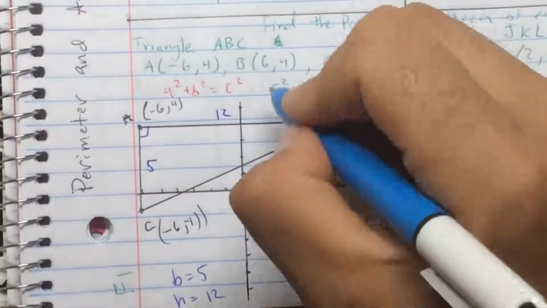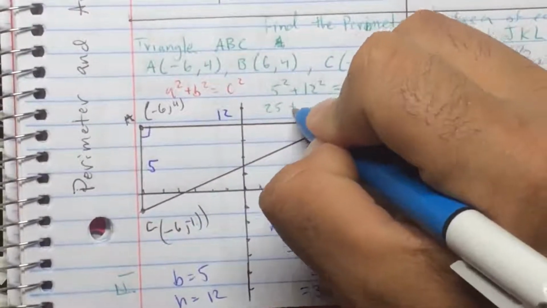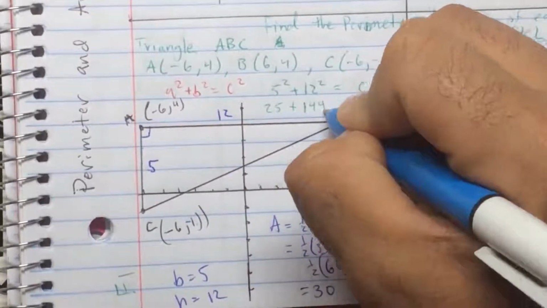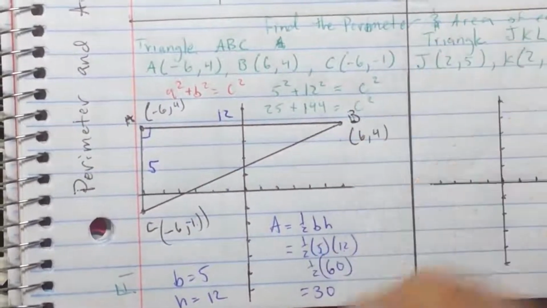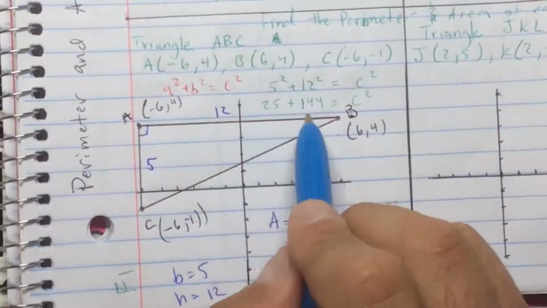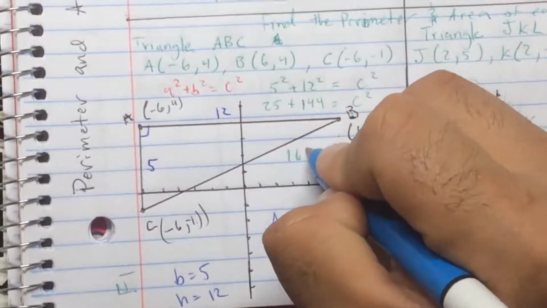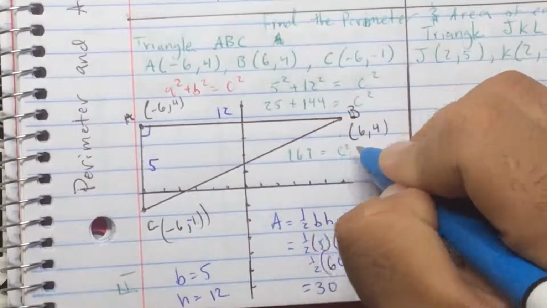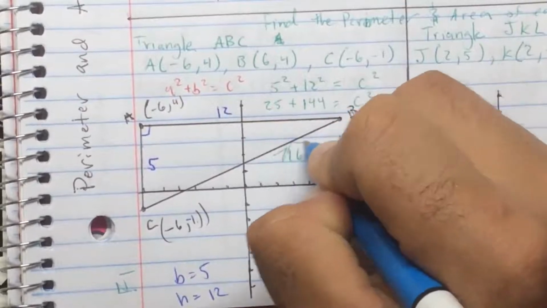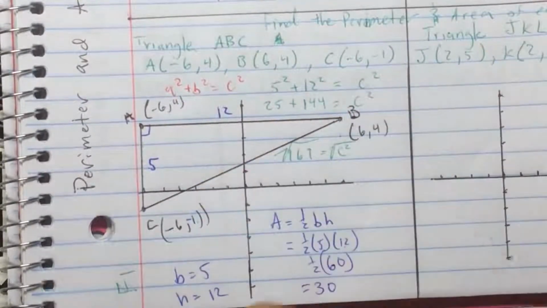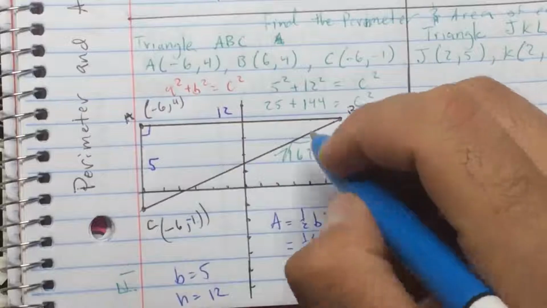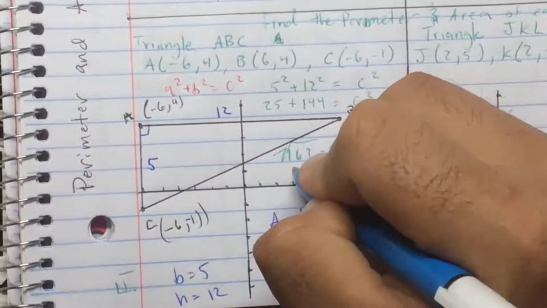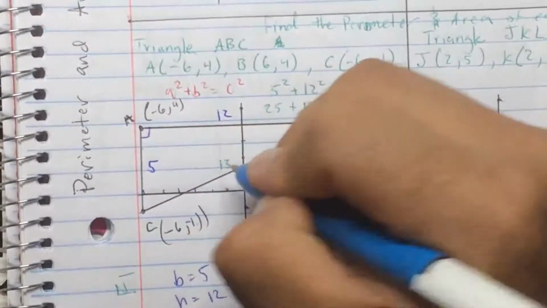And 5 times 5 is 25. 12 times 12 is 144, equal to c squared. And then 25 plus 144 is equal to 169, equal to our c squared. Take the square root of both, and we get plus or minus, but for this, since we're doing distance, it's only going to be plus. Our c is going to be equal to 13, which is our side here.